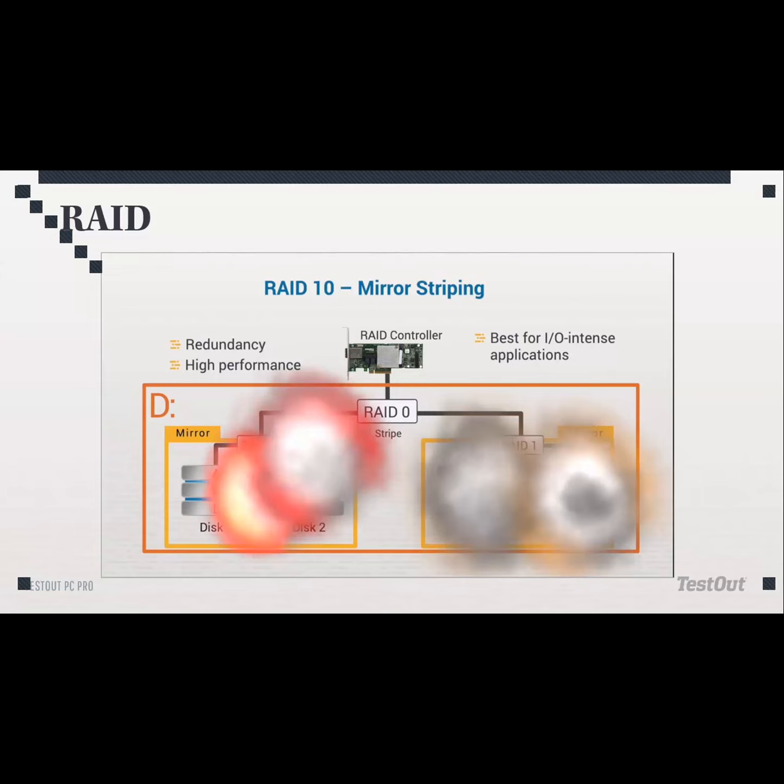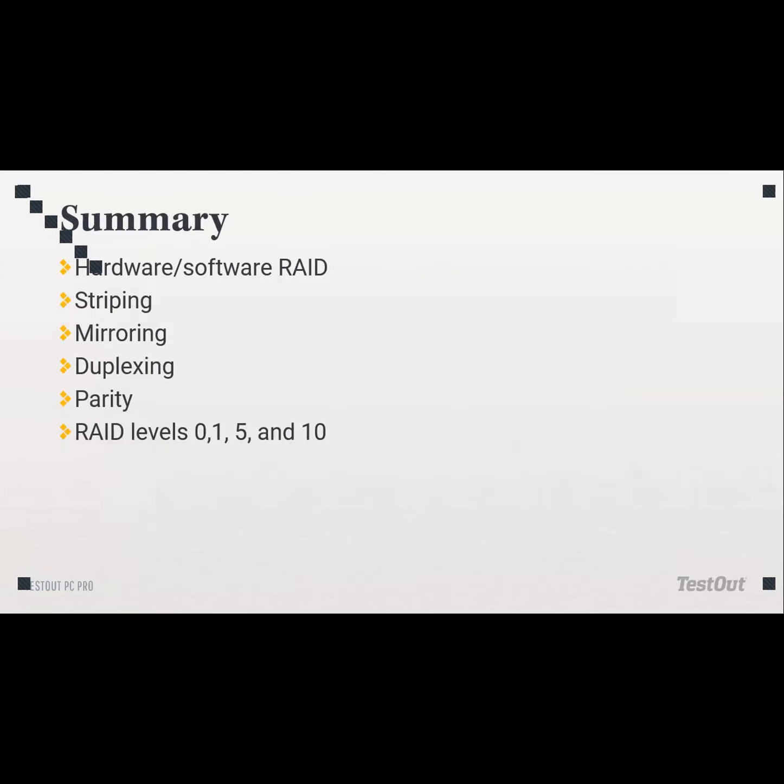So basically, we have talked about the several types of RAID implementations. In this chapter, we discussed hardware and software RAID implementation. We discussed RAID 0, which is stripping. We also talked about RAID 1, which is mirroring, and RAID 1 disk duplexing. At the same time, we looked at RAID 5, which is, what is RAID 5 again?